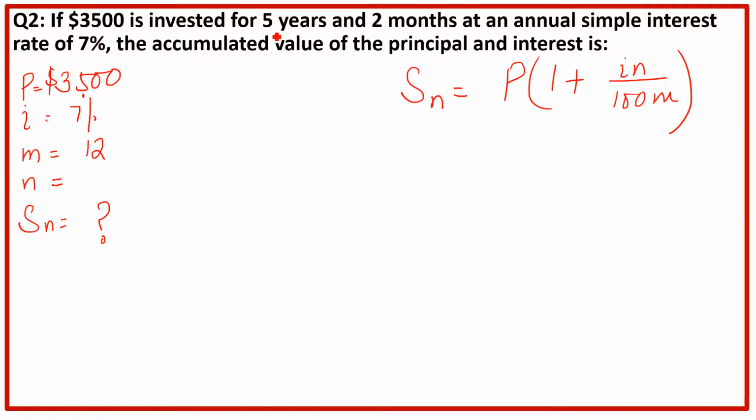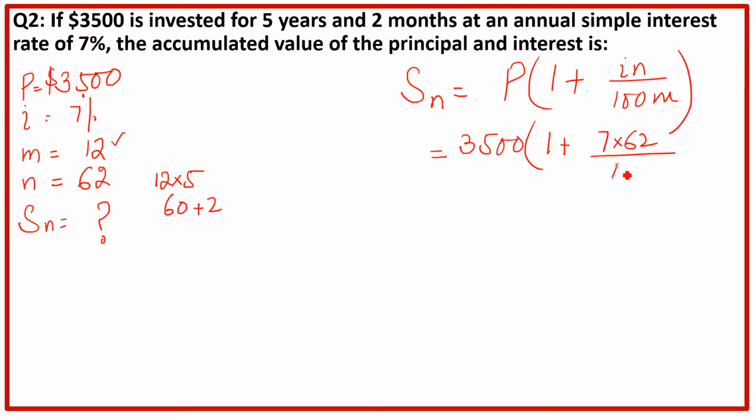So here we have 5 years and there are 12 months in a year, right? 12 months in a year, there are 5 years, so 5 times 12 is 60 months, but we have 2 extra months as well, which is equal to 62. So N is equal to 62. Always you have to find M first. So now we will put the values here. Sn is required. Our principal amount is 3,500. We are going to invest today for the next 5 years and 2 months at the interest rate of 7%, and for 62 months, over 100 into 12.